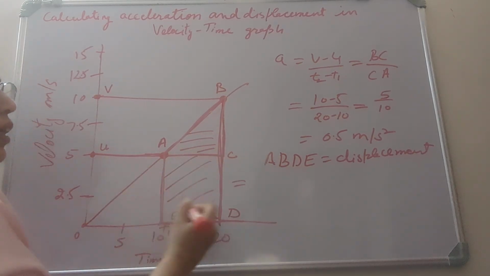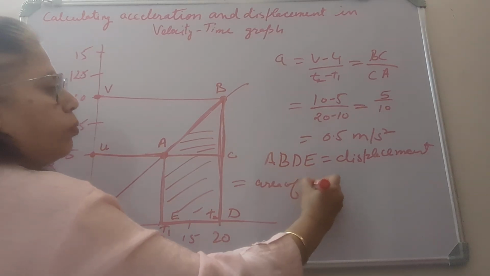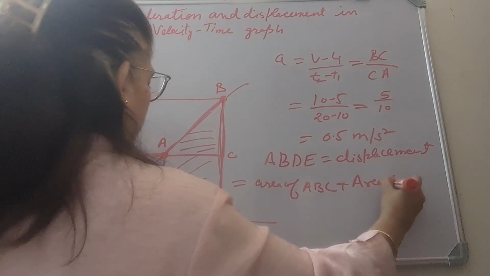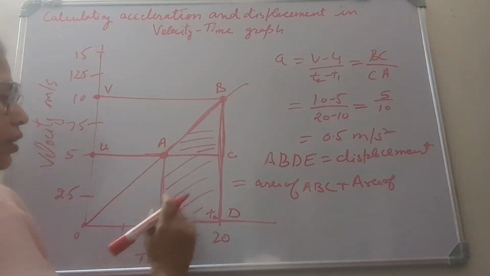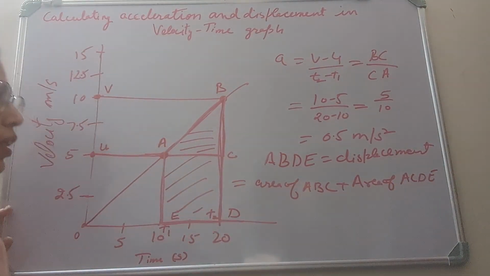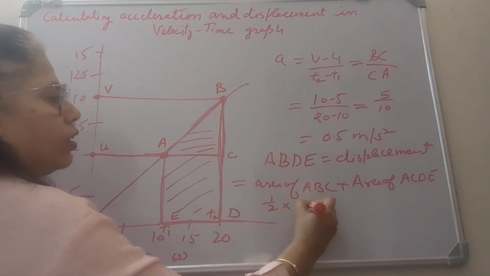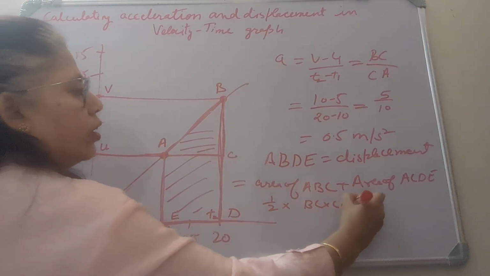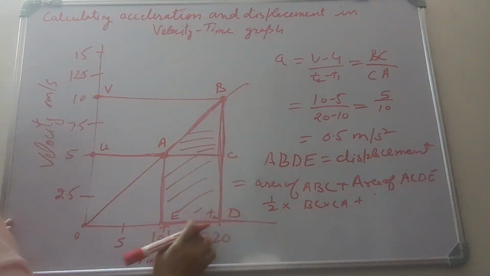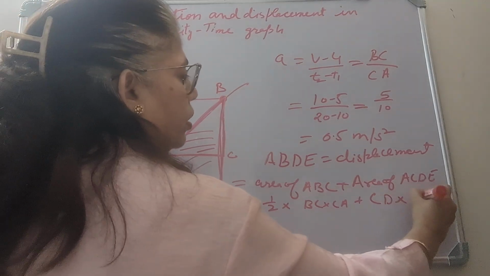So we will take the area of both. Area of ABC plus area of ACDE. Area of the triangle is half into BC into CA, plus area of the rectangle is CD into ED.